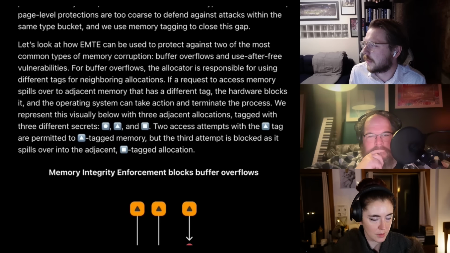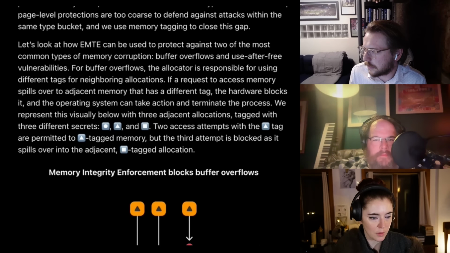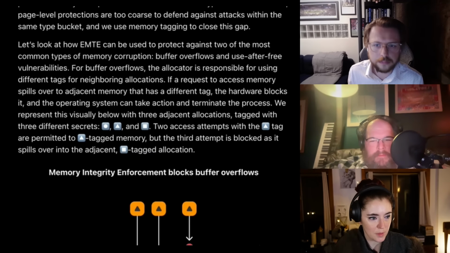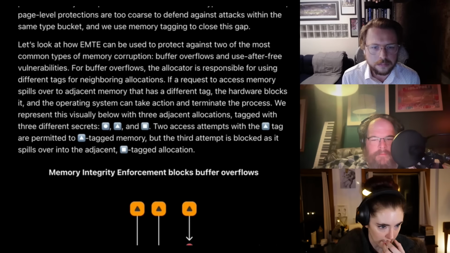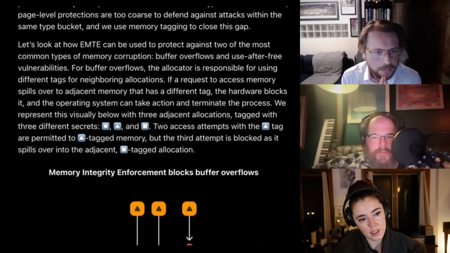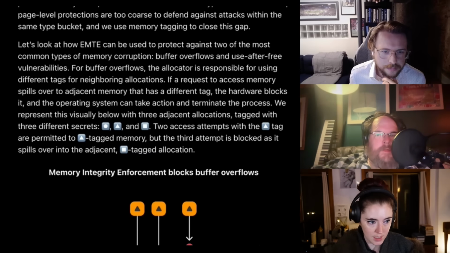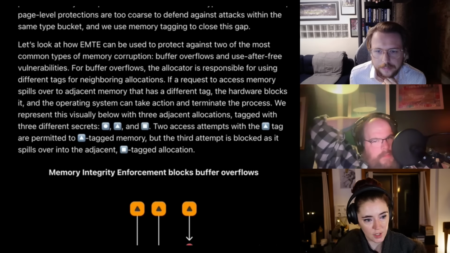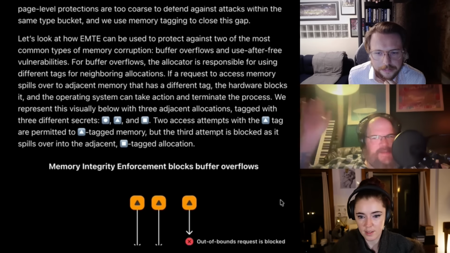MTE protects against two of the most common types of memory corruption: buffer overflows and use after free, which we talked about. For buffer overflows, the allocator is responsible for using different tags for naming allocations. If a request to access memory spills over to adjacent memory that has a different tag, the hardware blocks it, and the operating system can take action and terminate the process.